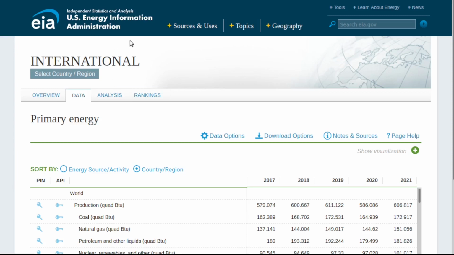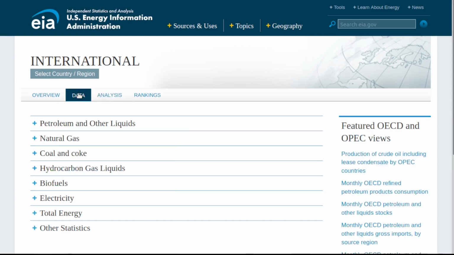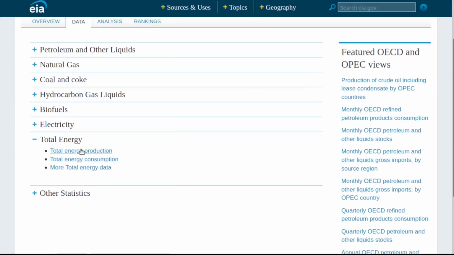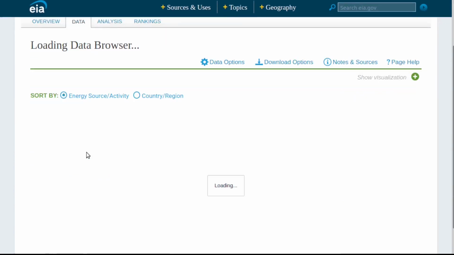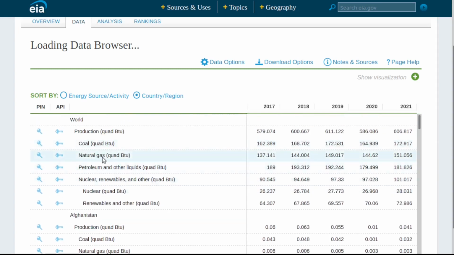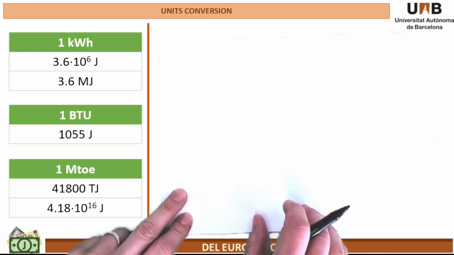And if we go to the US Information Administration website, and once again we go to the data of total energy production, and we go to the natural gas, and we get for the 2020 this value is 144. The unit is quadrillions of BTUs. Okay, let's convert the two values that we get.